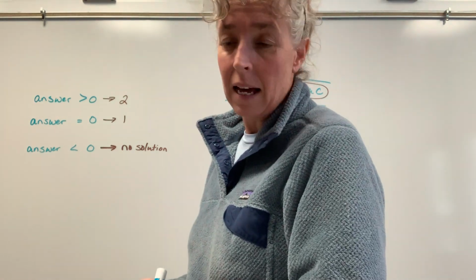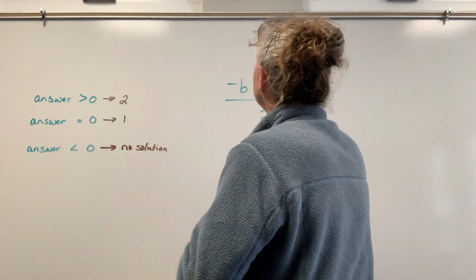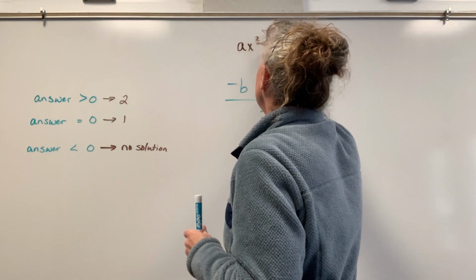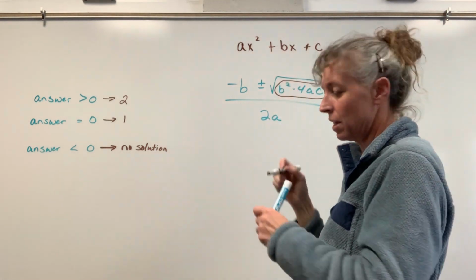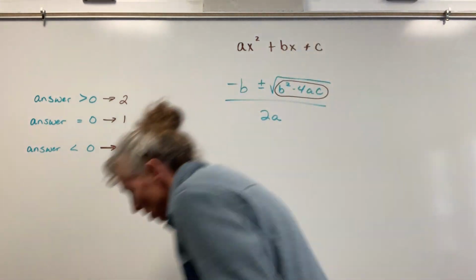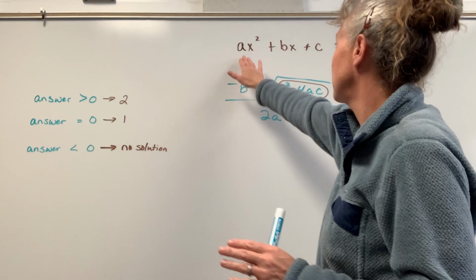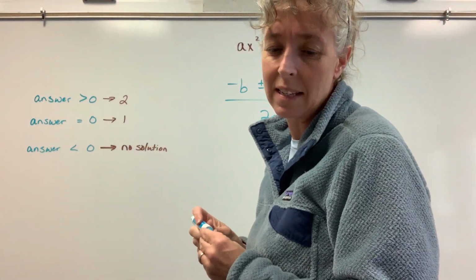Remember, in our equation, it's ax squared plus bx plus c. Those are the locations of each of the things in our equation. Before we can start, we have to make sure it's all on one side, just like usual. So let's look at example number 2.